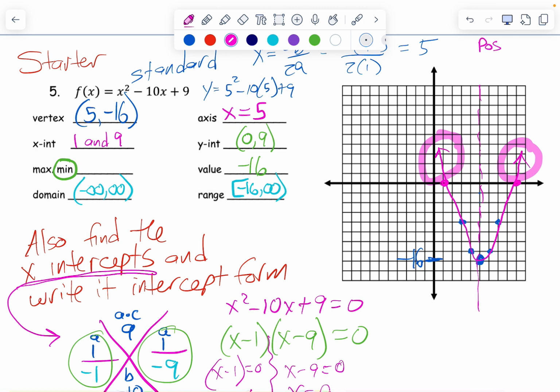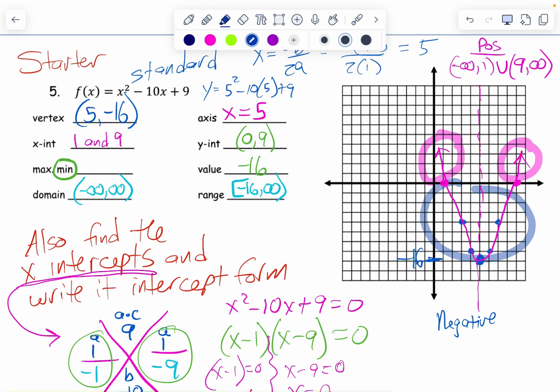So interval of positive is what? -infinity to 1. And then our union symbol, and then what? So that was this piece going off this way. And then 9 to positive infinity, that's this piece going off that way. Okay, where is it negative? Yeah, negative is down here.